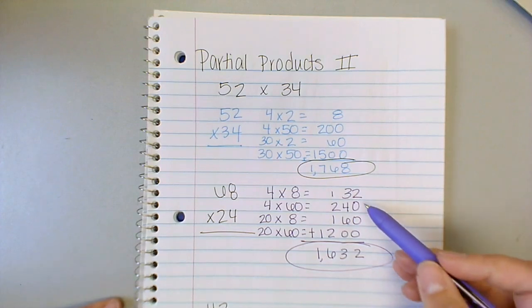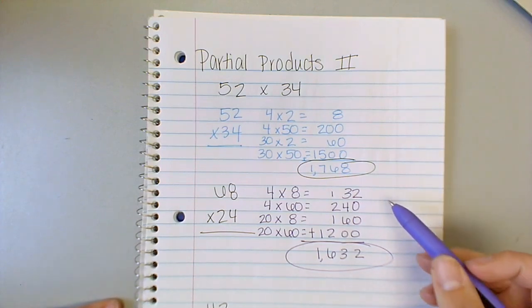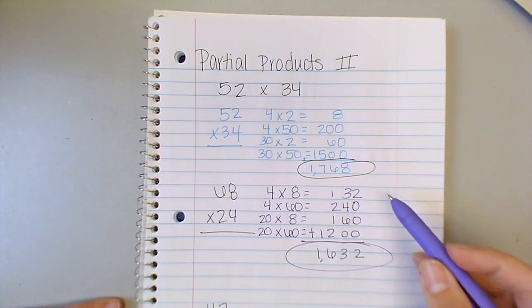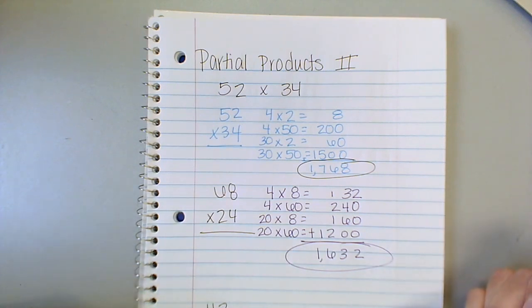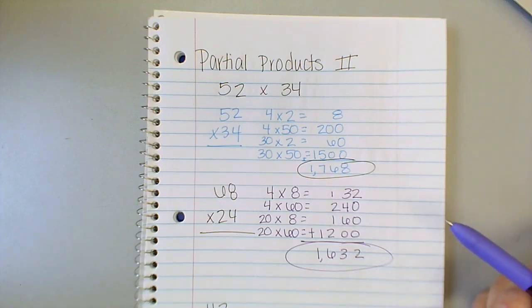I always make sure that the kids are understanding the vocabulary as well, so ask them if they know what partial products mean. Hopefully they tell you that it just means that there are several parts of the product and then, in the end, you add them together to get the final product. And that's really what partial products is. It's breaking it down into the smaller products, the smaller multiplication problems.